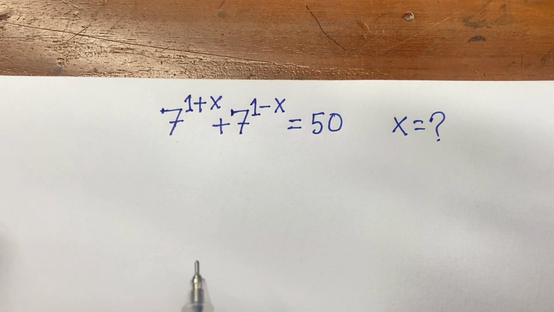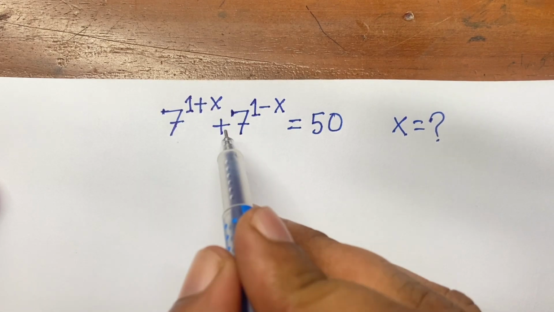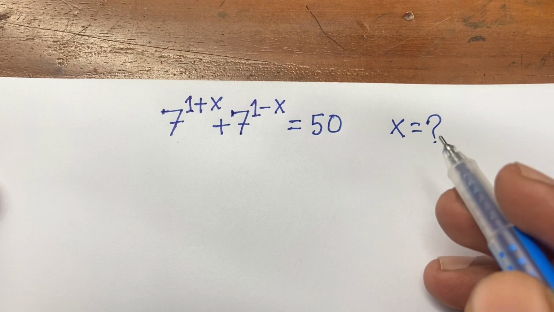Hello everyone, how to solve this exponential equation? This equation is 7^(1+x) + 7^(1-x) = 50. We are going to find out the value of x.